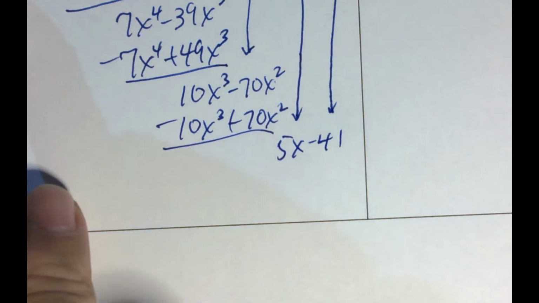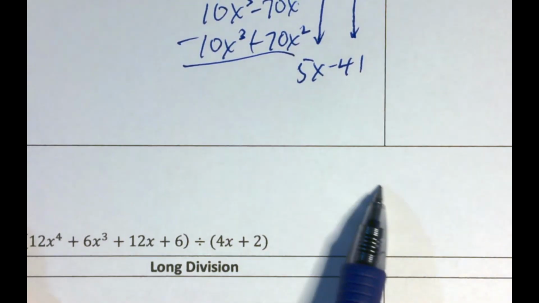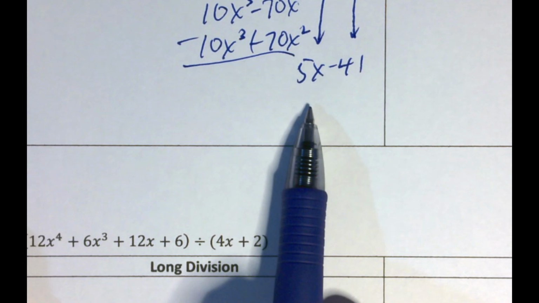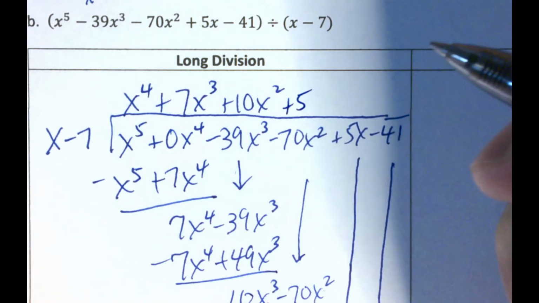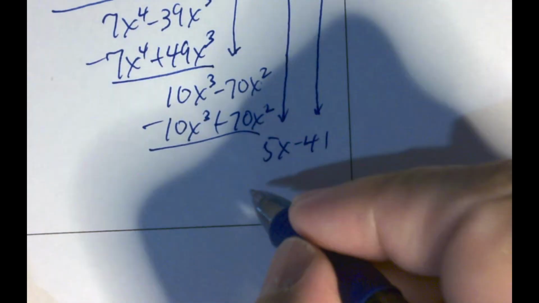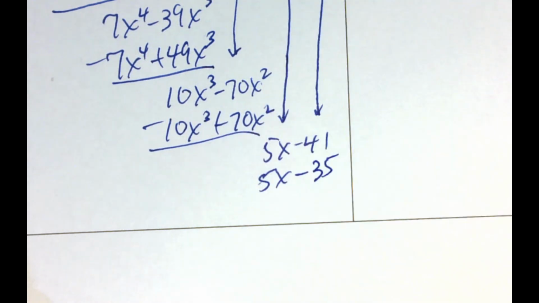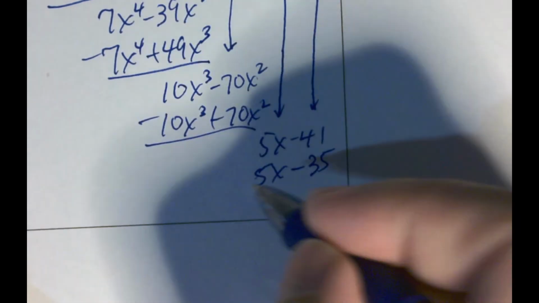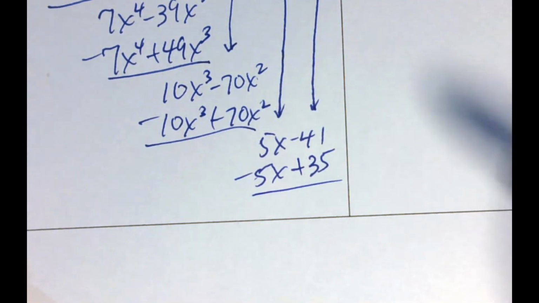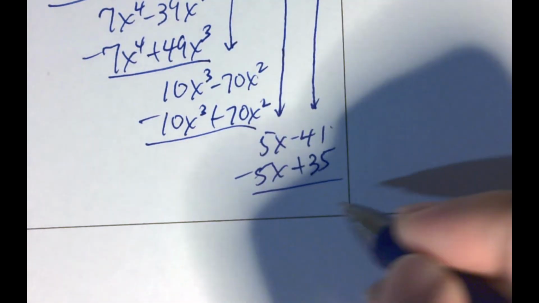So I'm still comparing x times what gives me 5x, right? Well, it'll just be 5. So I'll just put plus 5 up here. So it'll be 5 times x is 5x, minus 5 times 7 is 35. Or 5 times negative 7 is negative 35. All right, change signs and combine. So 5x and negative 5x cancels, and that should happen. That's why we chose the number 5. And negative 41 plus 35 is negative 6.